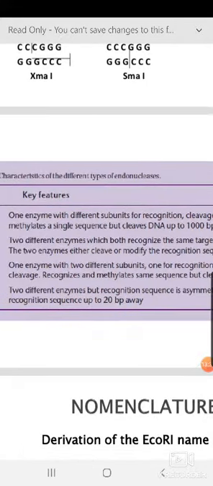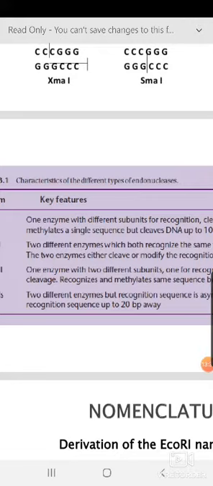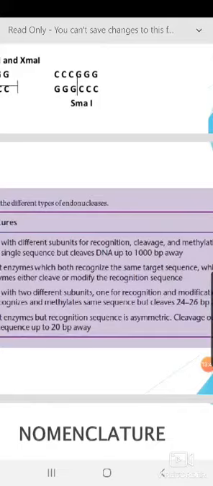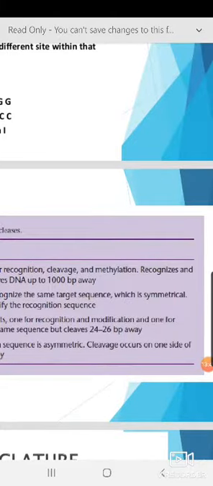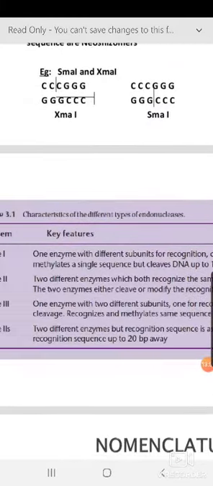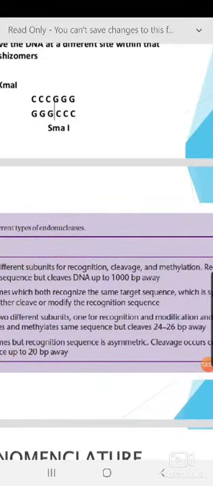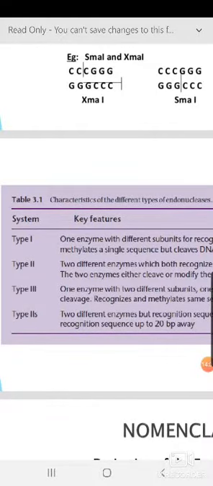Type 3 enzyme is pretty similar to the type 1 enzyme. It is also one enzyme with two different subunits, recognition and modification together, and cleavage in another one. So one enzyme with two different subunits, one for recognition and modification and one for cleavage. Recognition and methylase act on the same sequence, but the problem is it recognizes some sequence but it cuts 24 to 26 base pair away. It also recognizes an asymmetric sequence. It also requires the cofactors ATP and SAM.